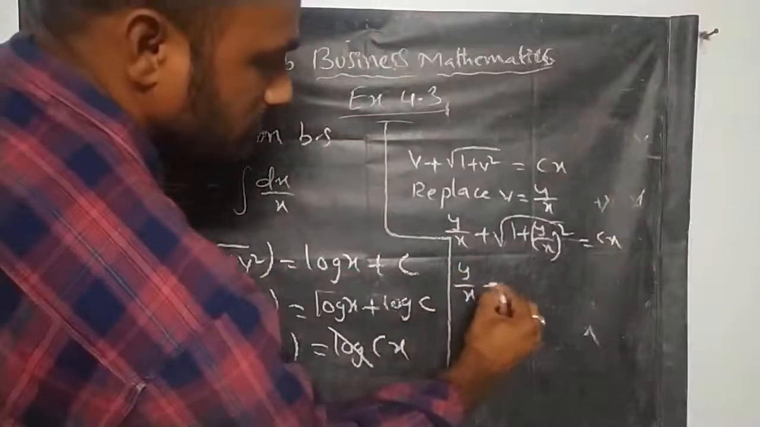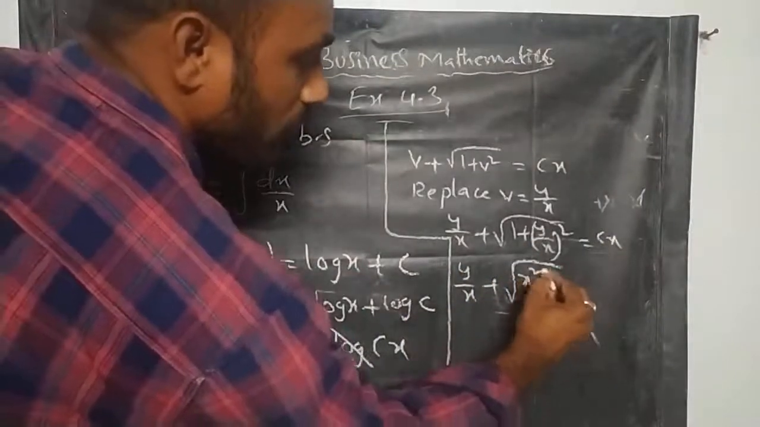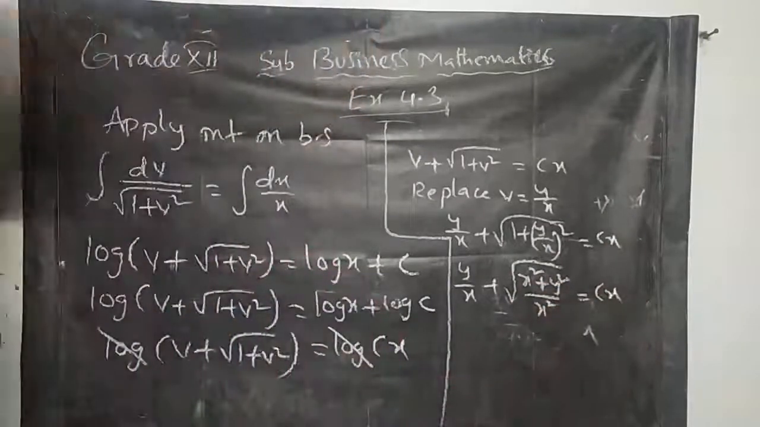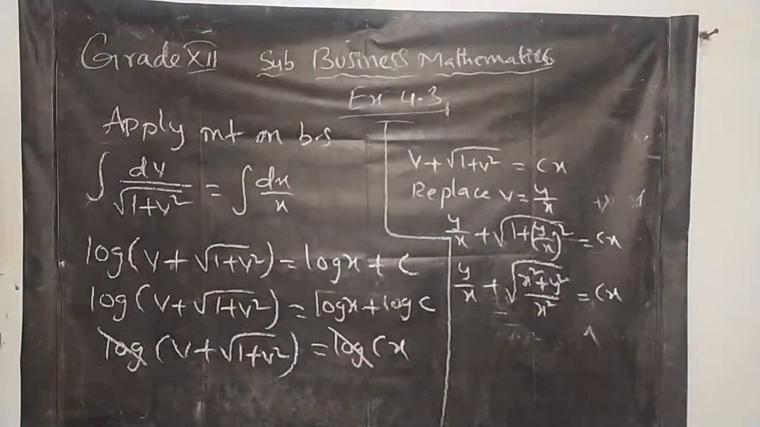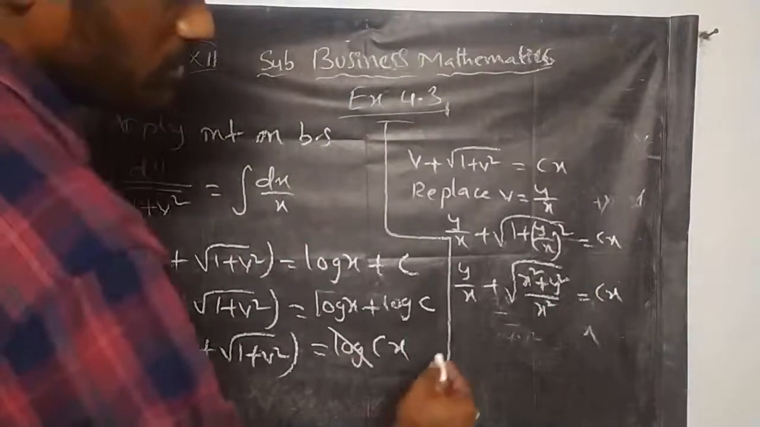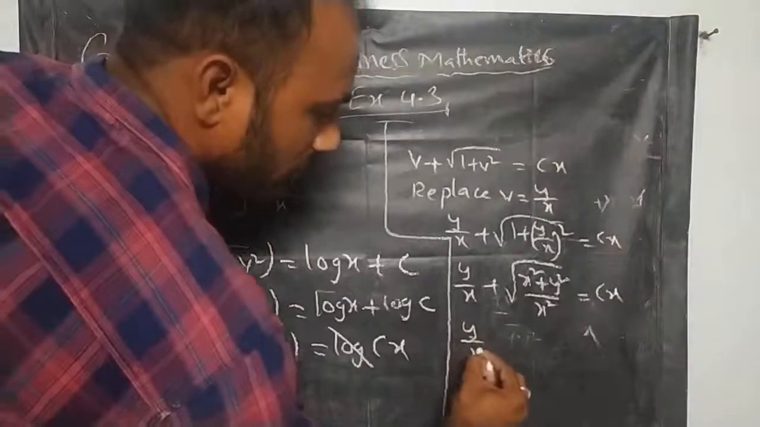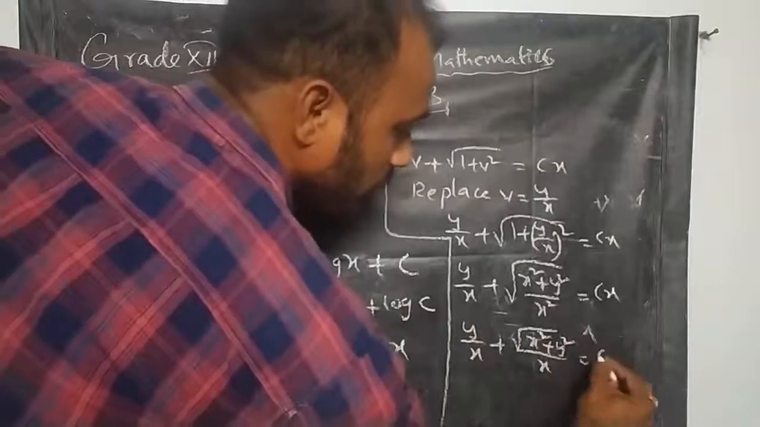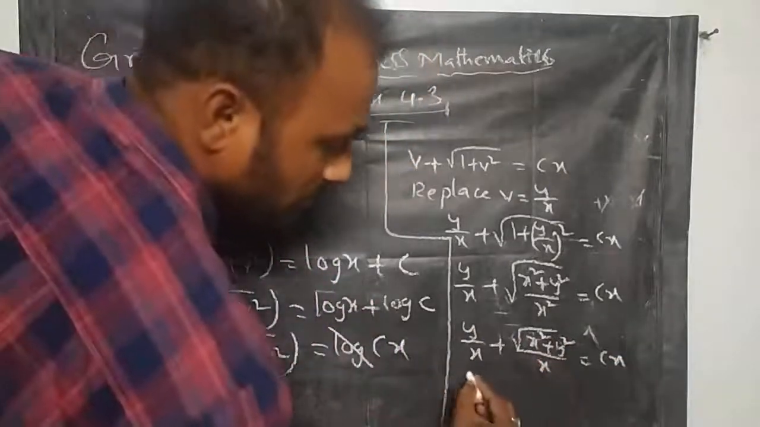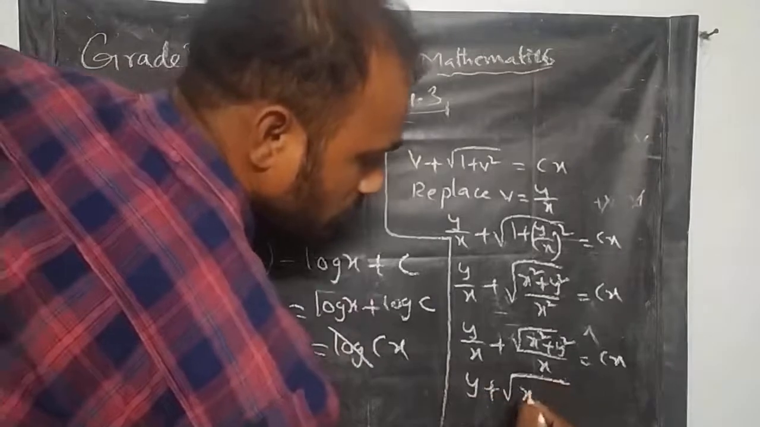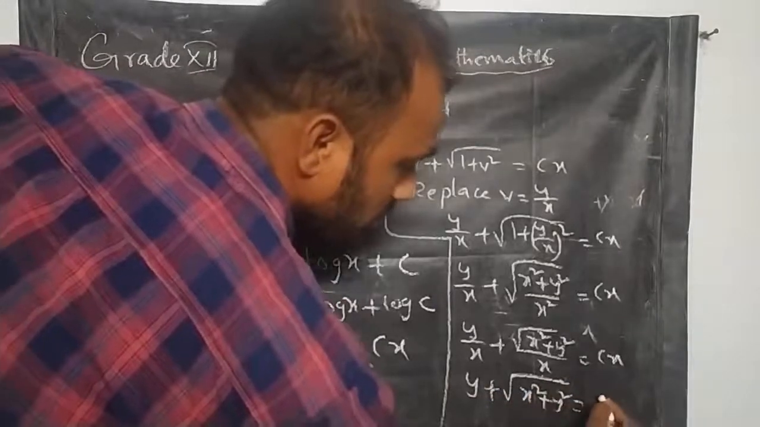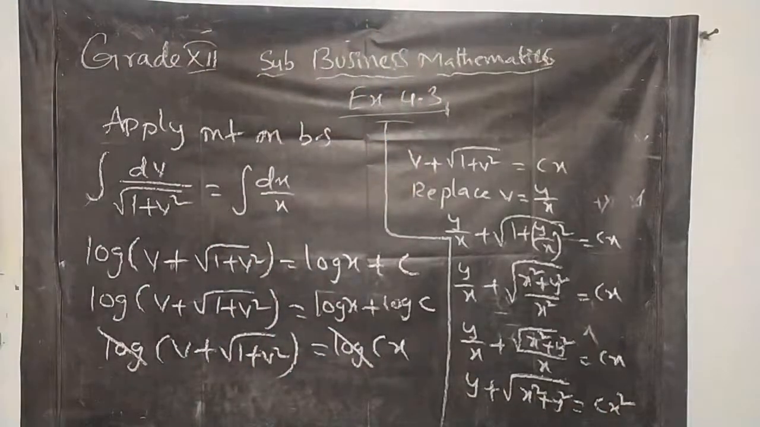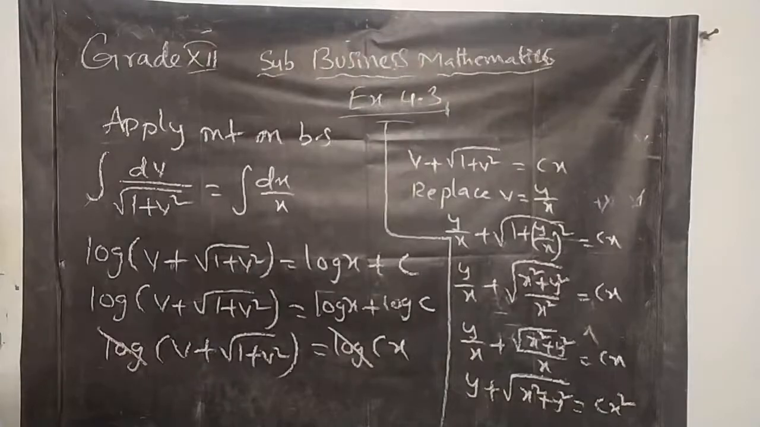So y by x plus it will become root of x square plus y square by x square is equals to cx. So if I remove that, it will become y by x plus root of x square plus y square by x is equals to cx. So since the denominator is x, y plus root of x square plus y square is equals to c x square. So this is the final answer.